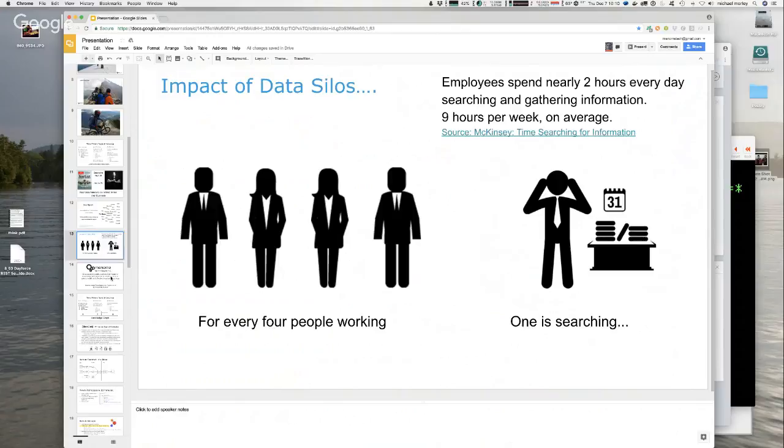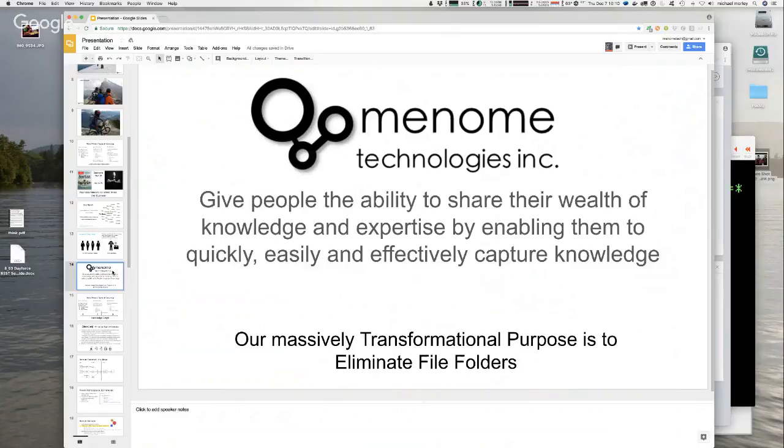So what we really want to do is give people the ability to share their wealth of knowledge and expertise by enabling them to quickly, easily and effectively capture that knowledge. And our massive goal, if we can ever make it happen, would be to eliminate file folders, because they drive me crazy.